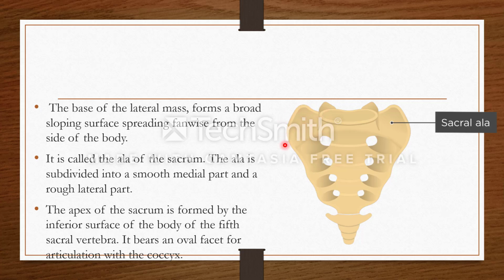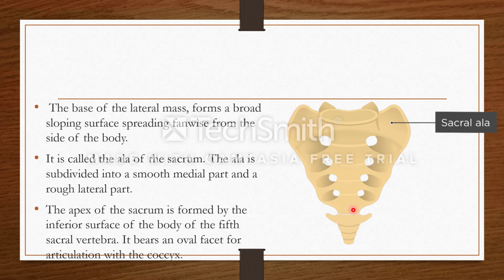It is named as ala of the sacrum. This lateral mass, or the lateral mass of the first sacral vertebra, is named as ala of the sacrum. Ala means wing. The ala is subdivided into a smooth medial part and a rough lateral part.